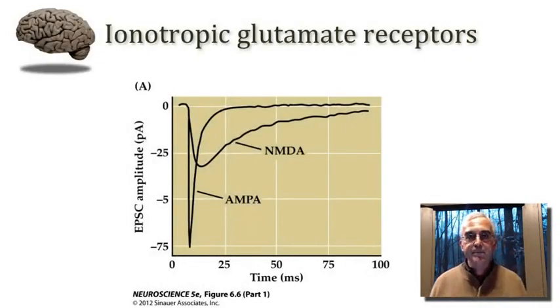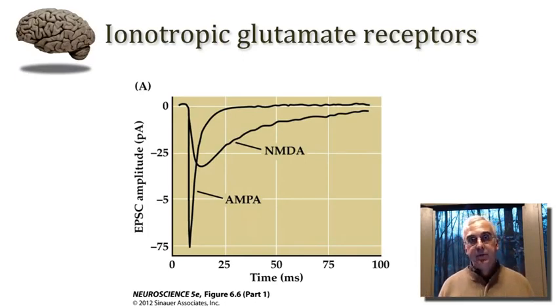Now let's return to the brain, and let's consider the ionotropic receptors that are found at glutamatergic synapses. Now, as we've already seen, there are at least 3 types of glutamate receptors. We'll focus primarily on 2 of them: the receptor for AMPA and the receptor for NMDA.